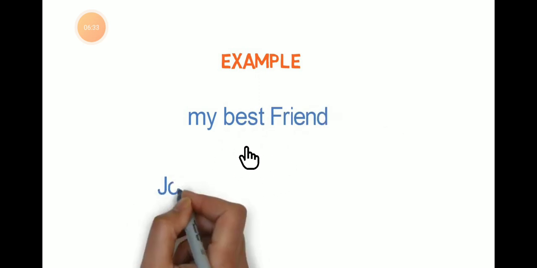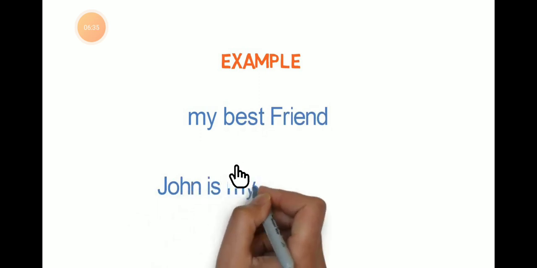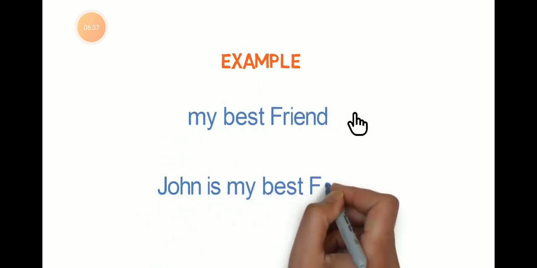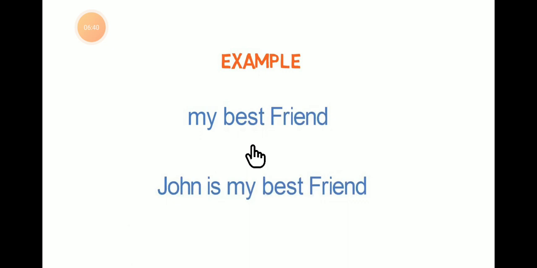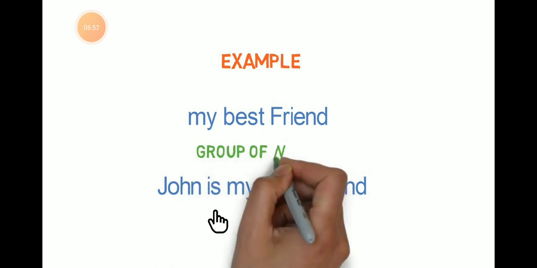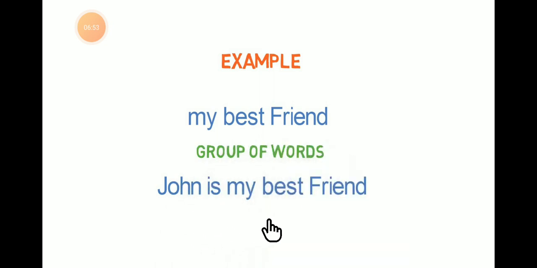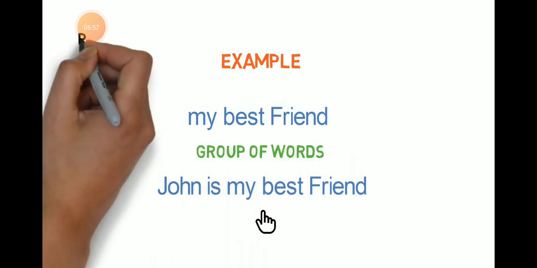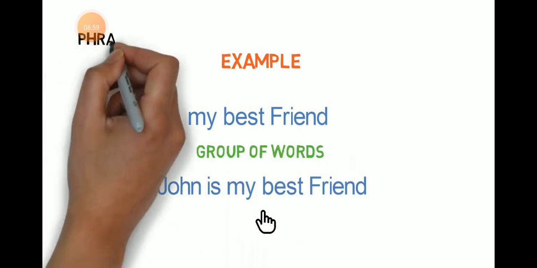My best friend. Are you getting anything from this? Yes, we know it is a group of words. It conveys one message, but it is incomplete. Now let's look at another sentence: John is my best friend. This is a complete sentence and it conveys a better meaning.